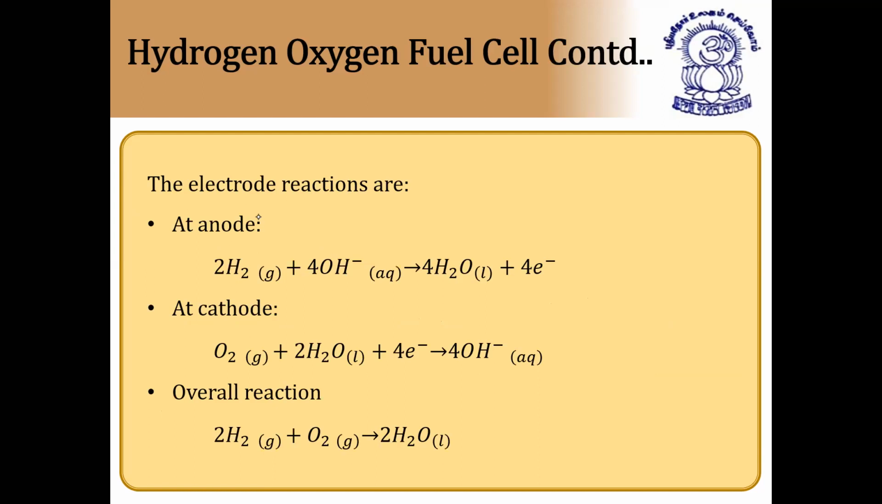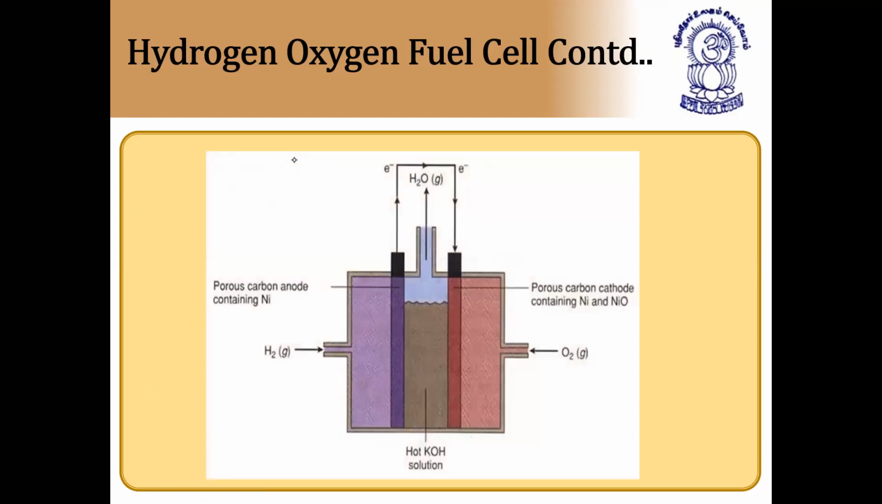The electrode reactions are: at anode, hydrogen plus OH minus gives rise to water, and at cathode, oxygen plus 2H2O gives rise to 4OH minus. Overall reaction: hydrogen combines with oxygen and forms water. So this is the reaction.